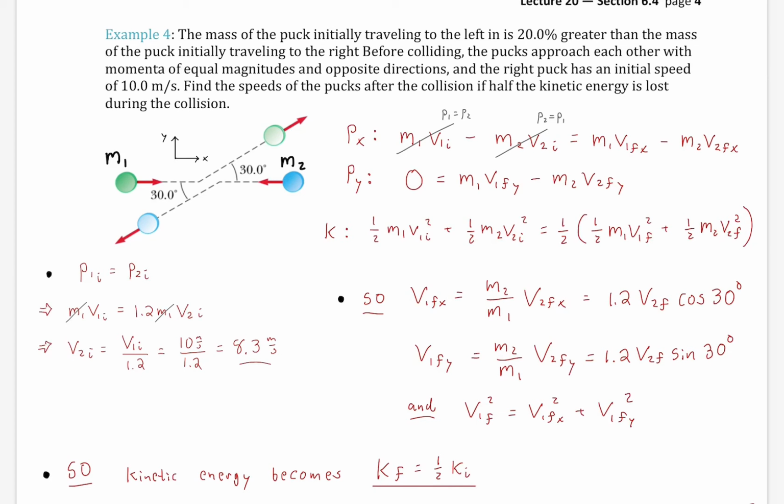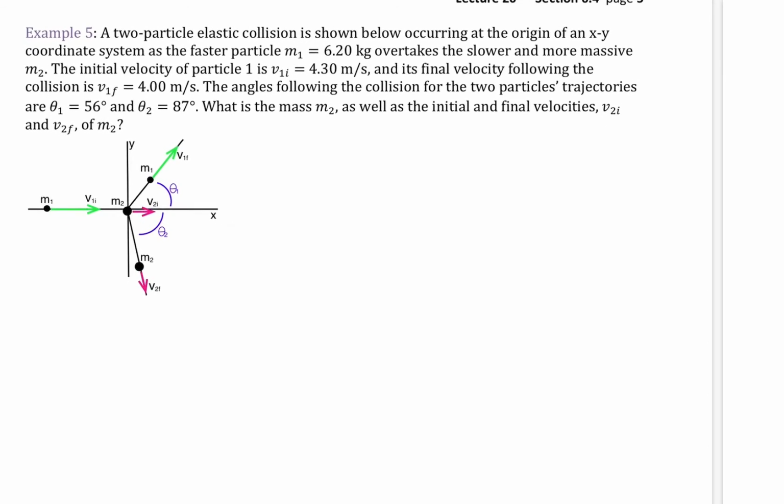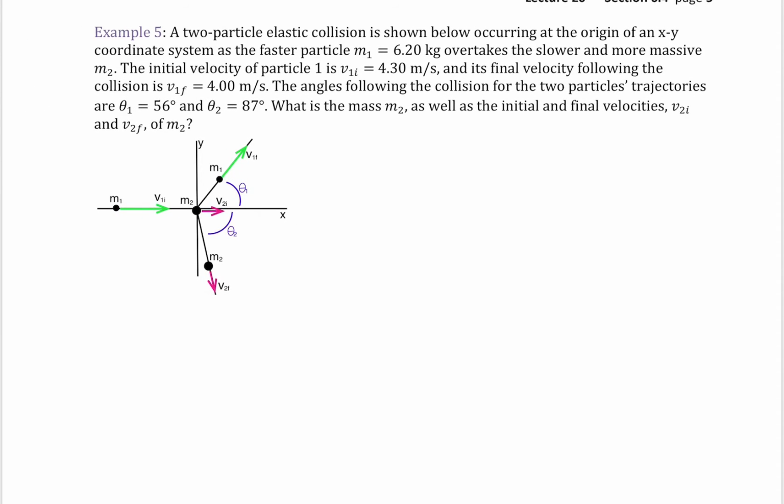Okay, well, let's carry on to our final example. This one is another elastic collision, so this is going to be the full three unknowns. This is the only other example other than example 3 that has 3 unknowns. This one also is a bear. This one's really hard to solve.